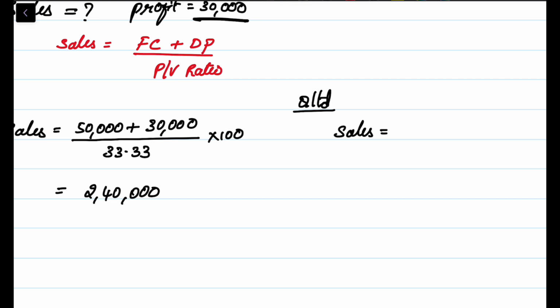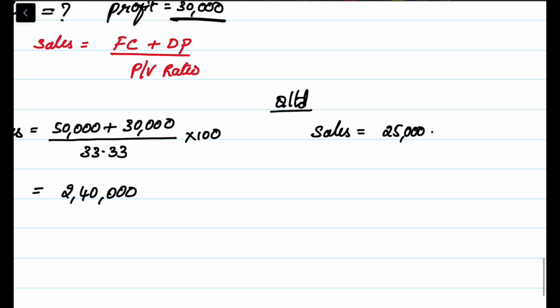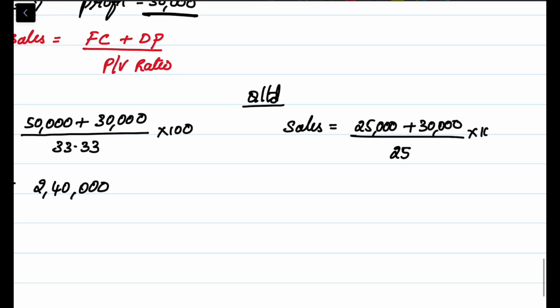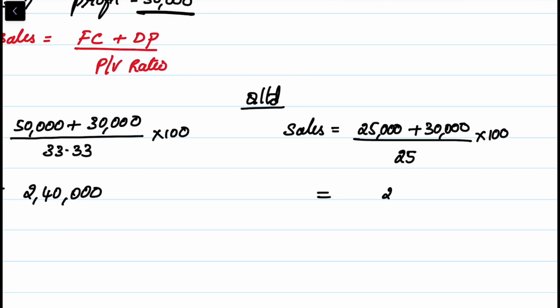Same for Q Limited also. Same formula, just substitute all the numbers in the formula, you'll get an answer. Sales equals fixed cost 25,000 plus 30,000 desired profit, by PV ratio 25 into 100. So it is 2,20,000.